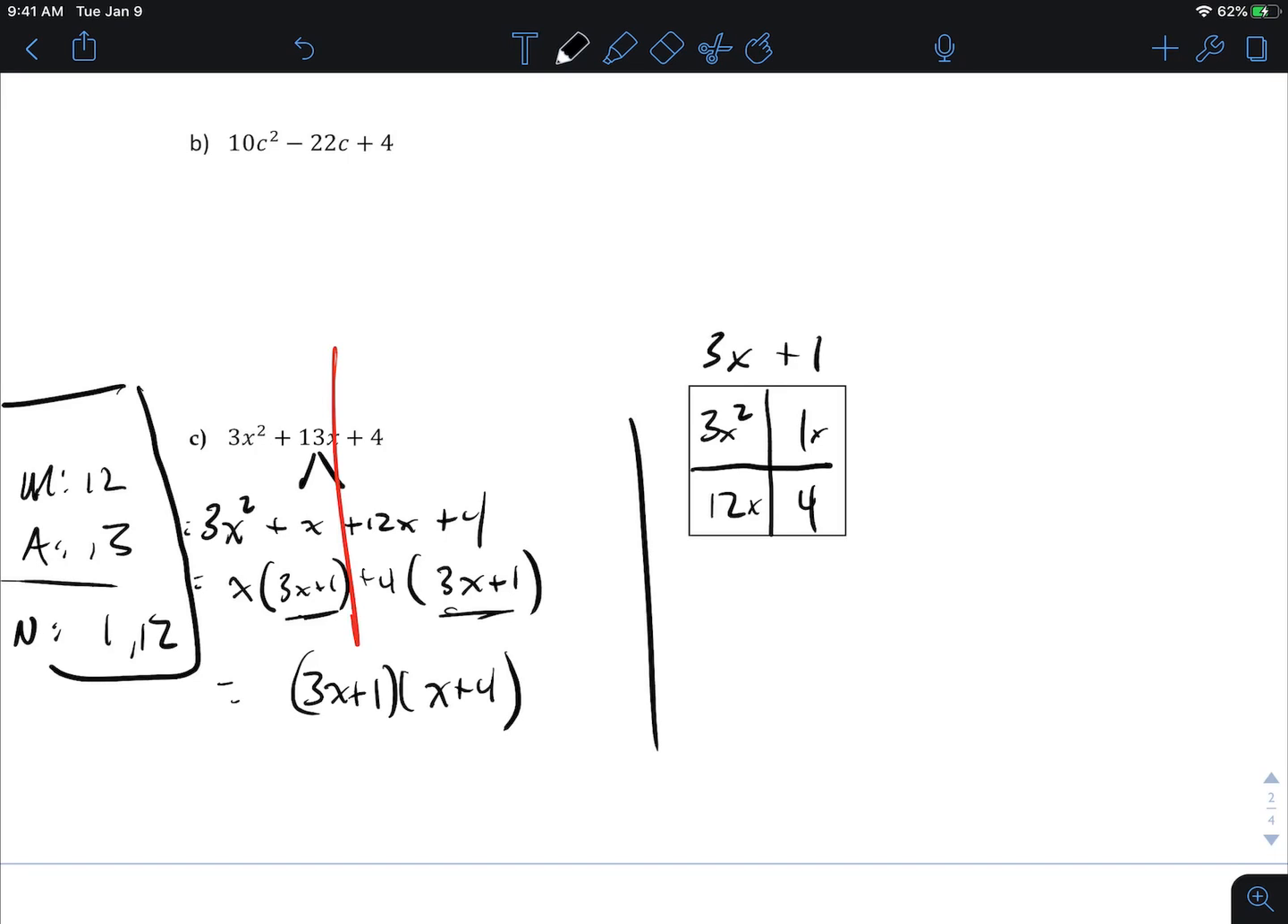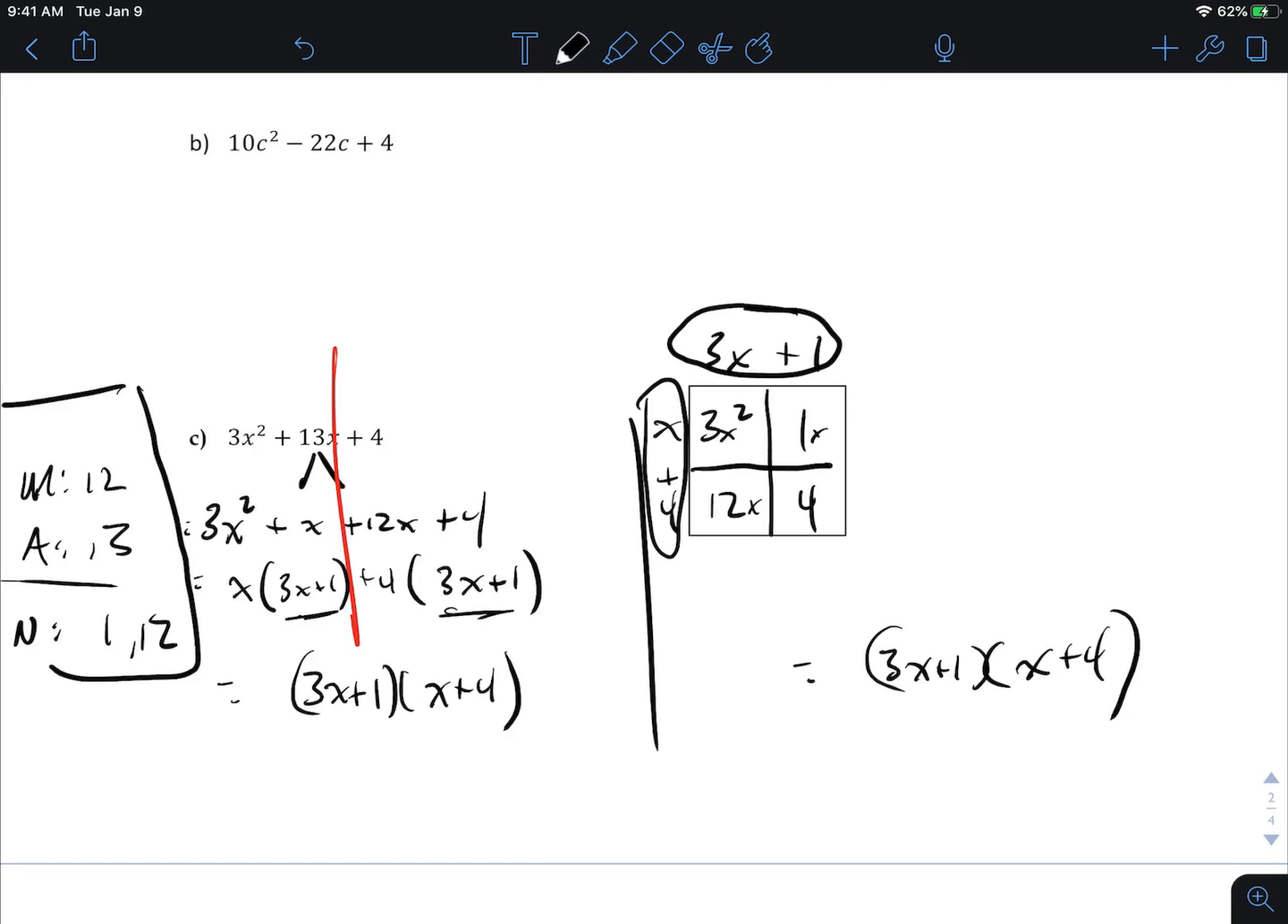Okay. And then let's go sideways here. 3x squared and 1x. I can take an x out, right? And then what's common between 12 and 4? So then your final answer is I'm just going to write these two beside each other: 3x plus 1 multiplied by x plus 4. The negatives make things a little bit trickier.